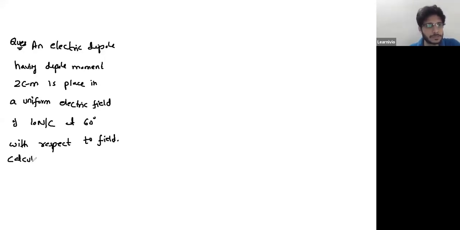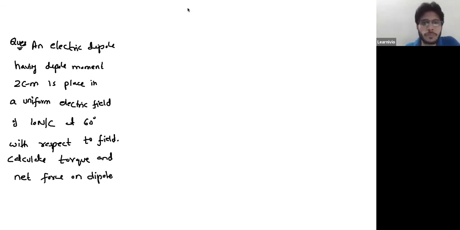Calculate torque and net force on the dipole. You need the torque acting on the dipole and the net force on the dipole. Solve this numerical, it is a straight formula based numerical.